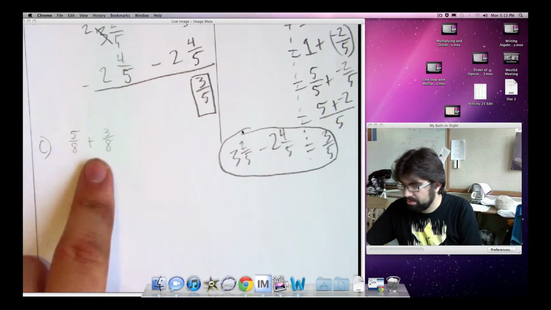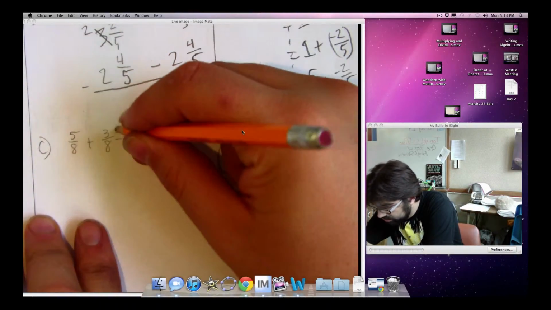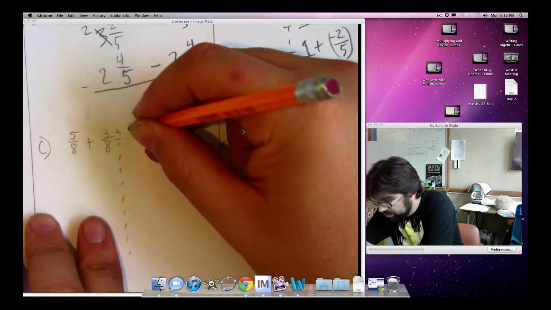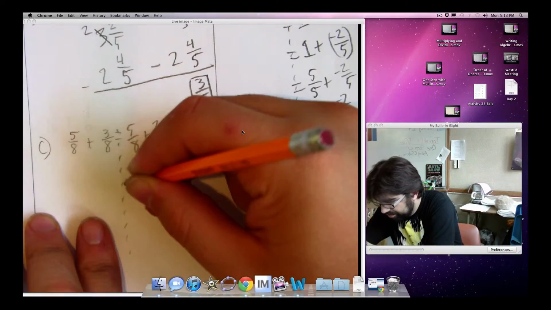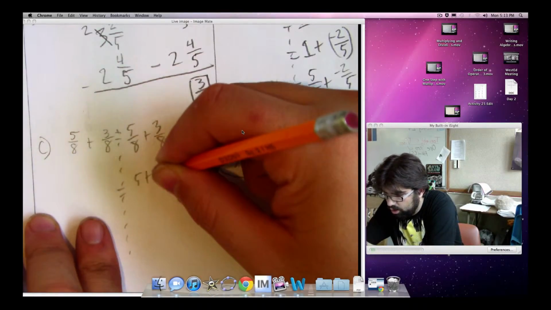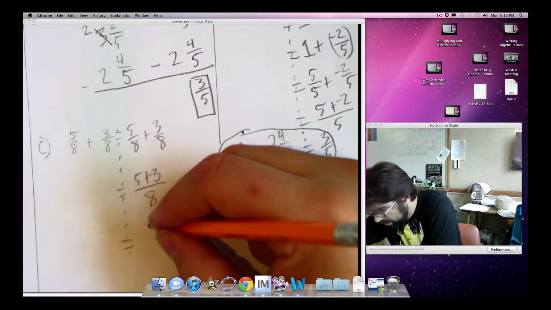5 over 8 plus 3/8. Straightforward enough, right? Start my balanced line. Rewrite: equals 5 plus 3 over 8. And 5 plus 3 is 8 divided by 8.